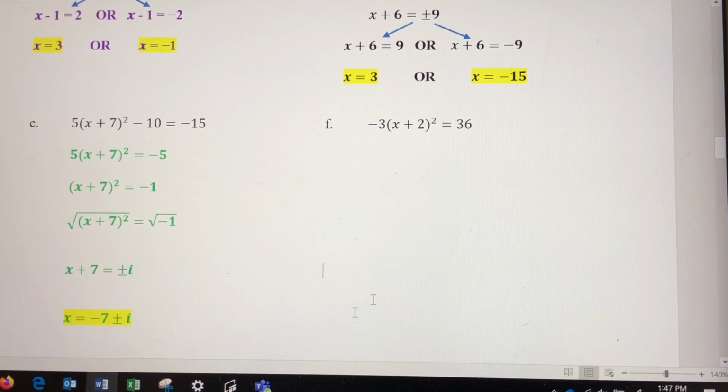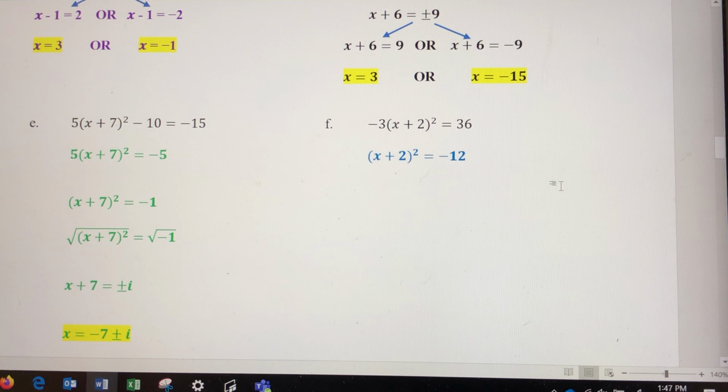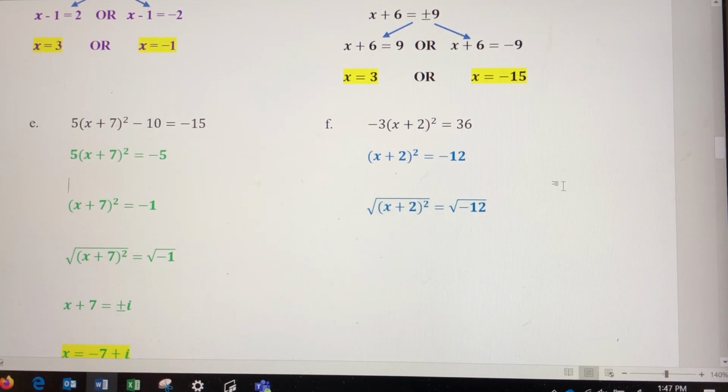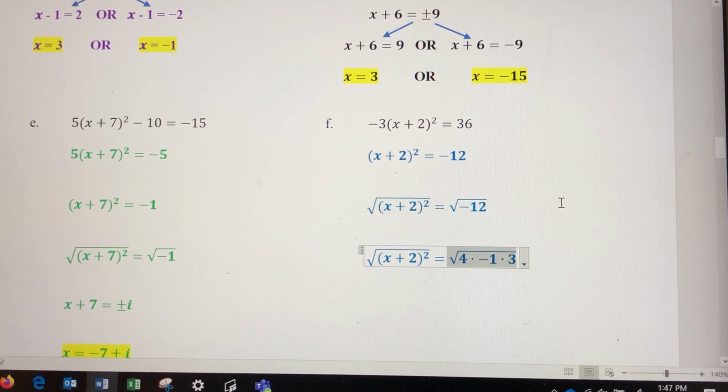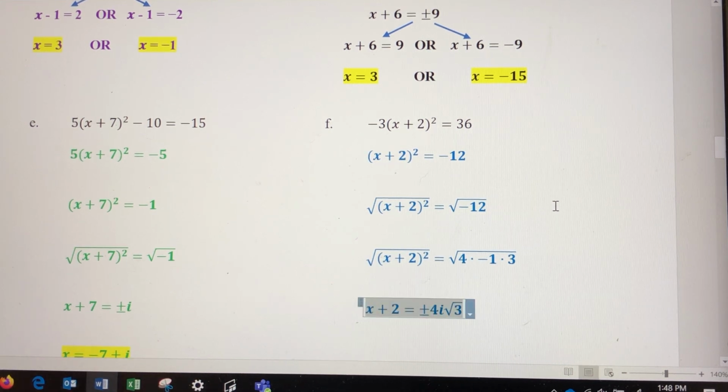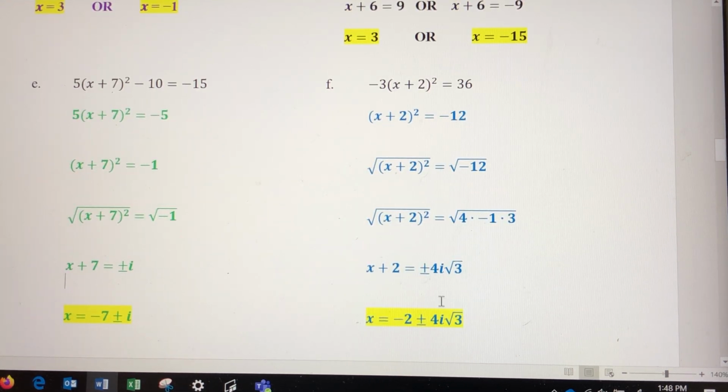So these are correct. All right, in F, we're going to divide both sides by negative 3 first. We're going to take the square root of both sides. On the left, I get x plus 2 quantity squared. I'm going to simplify negative 12 as 4 times negative 1 times 3. Just like we would simplify any radical expression, we want to break it down using perfect square factors. So that gives me x plus 2 equals plus or minus 2i radical 3. I'll go back and correct that in a second. So it should be negative 2 plus or minus 2i radical 3.